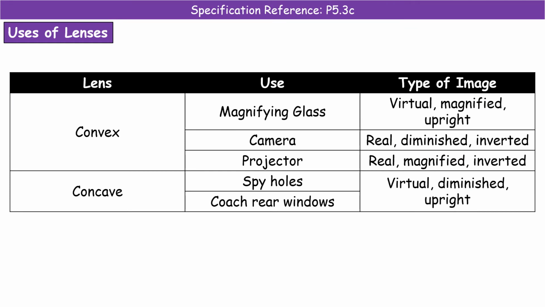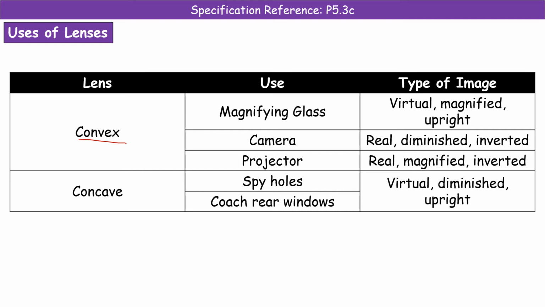So what do we use lenses for? We've mentioned obviously correcting eyesight, but there are also other uses of lenses we need to be aware of. First of all, our convex lenses. These are the ones we find in magnifying glasses, cameras and projectors.